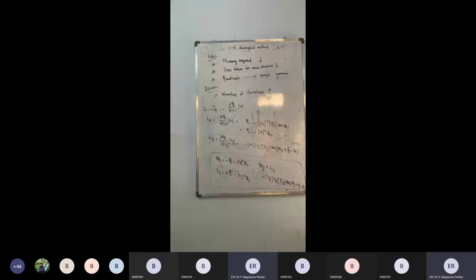So moving on to the next one, the last method of this unit number 1. It is the fast decoupled method, where we employ a few more approximations.